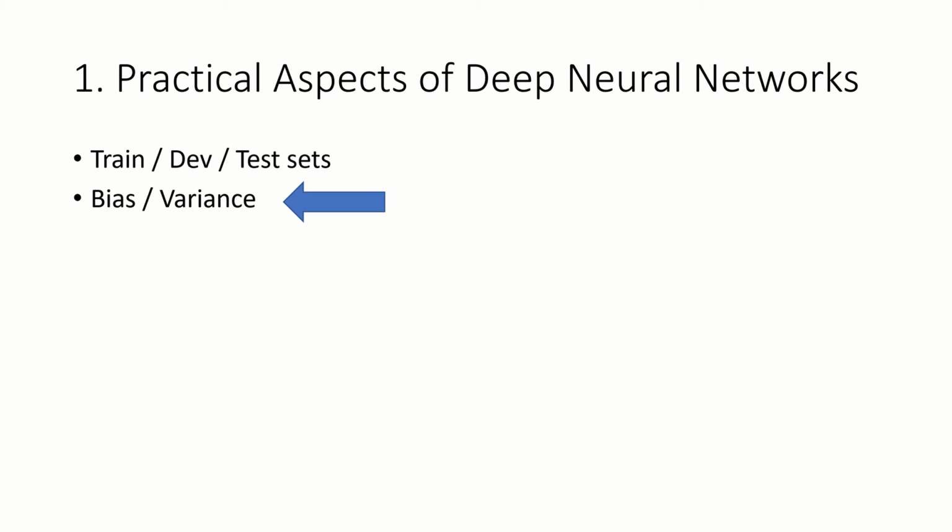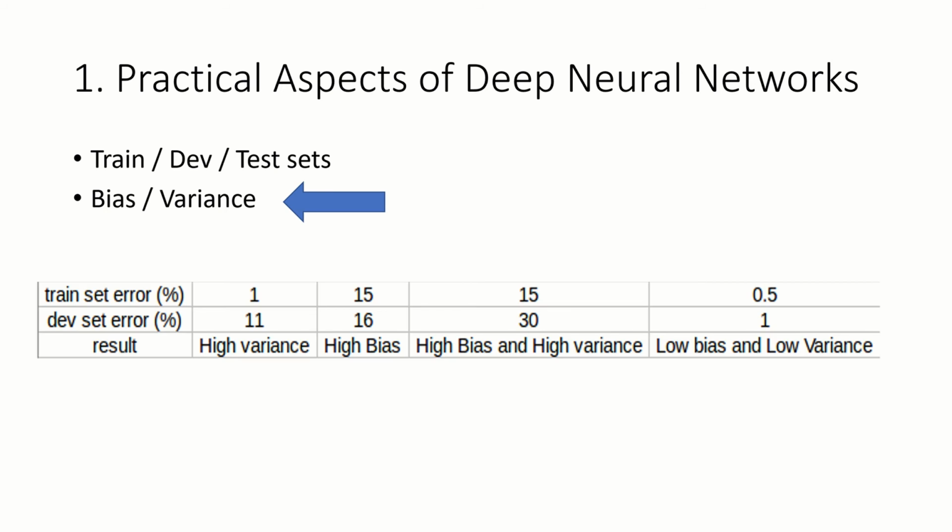The right model is the one that is between these two extremes. We want the model to just be right. We want it to have low bias and low variance. A high value of either of these two terms will mean that the model is not performing well. So let's take a look at this table here.